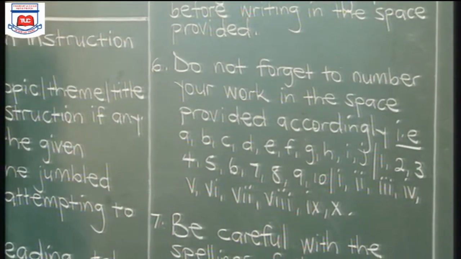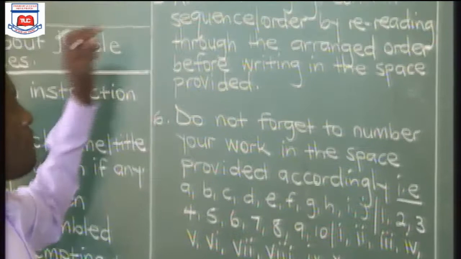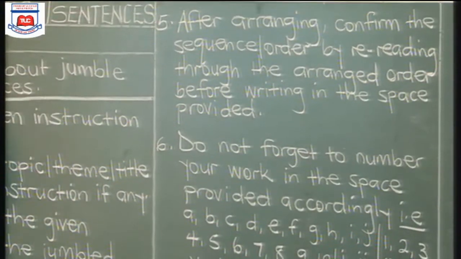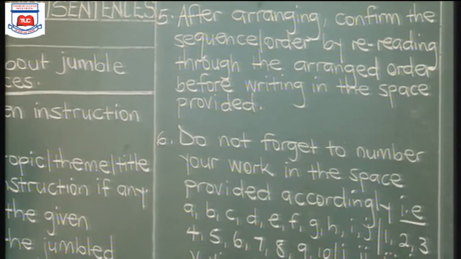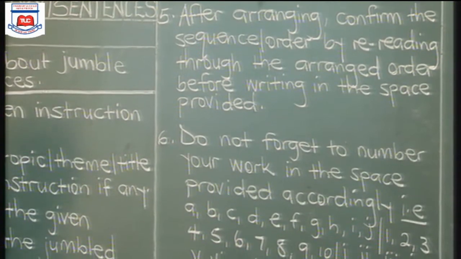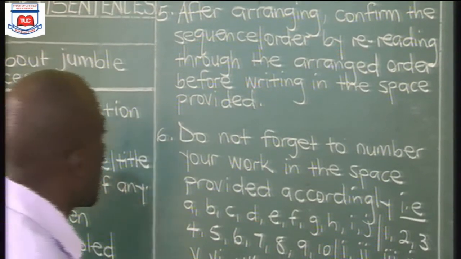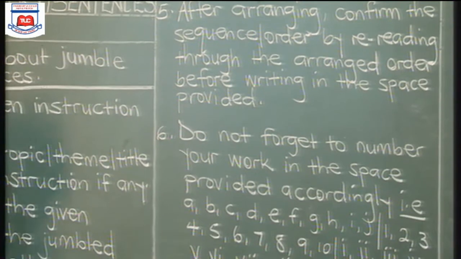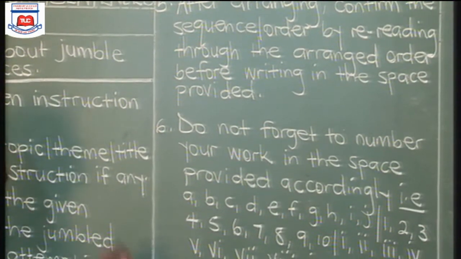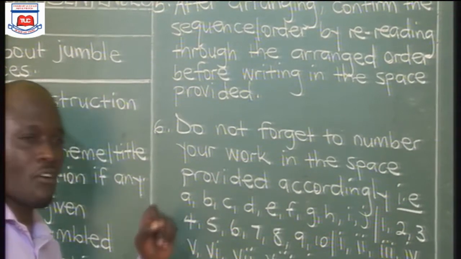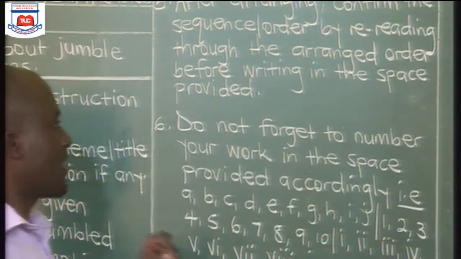So after arranging, confirm the sequence or the order. How are you going to confirm? By rereading through the arranged order, the order you arranged. You have to reread through to confirm if the sequence is correct before you write it in the space provided.